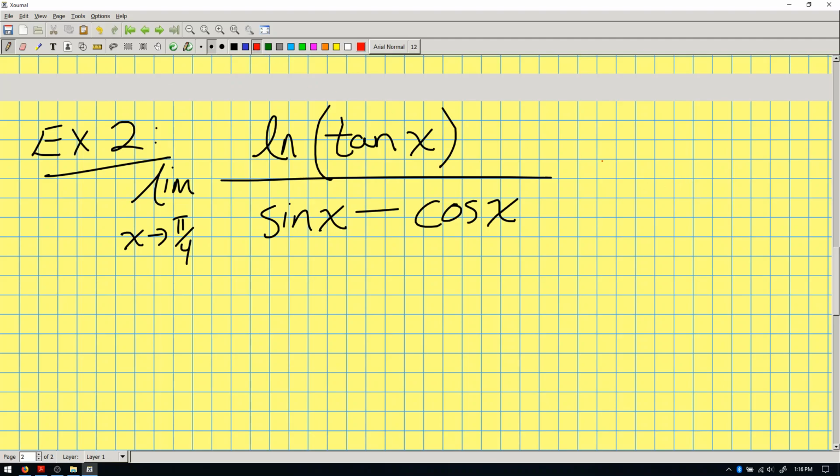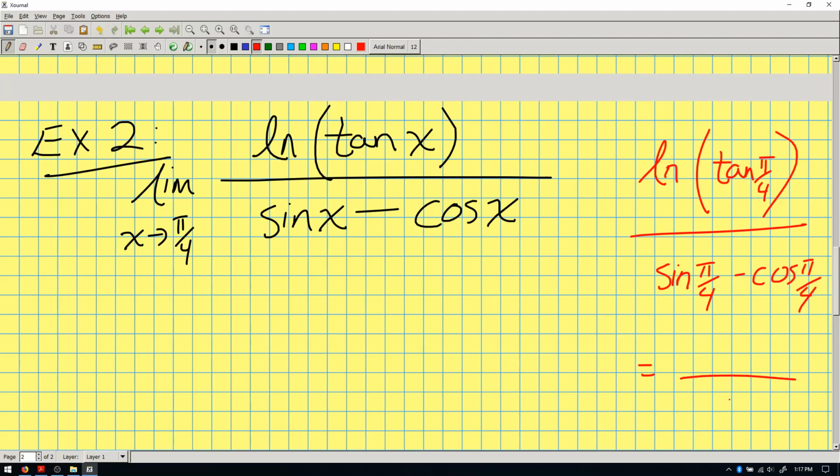If that's not obvious, you go ln of tan of pi over 4. Tan of pi over 4 is 1, so you get ln 1. And sine pi over 4 is the same as cos pi over 4, right? So in the bottom, I get the same term subtracted from the same term, so I get 0. On the top, I get ln 1, which is 0. So 0 over 0. It's indeterminate, so I can apply L'Hopital's rule.